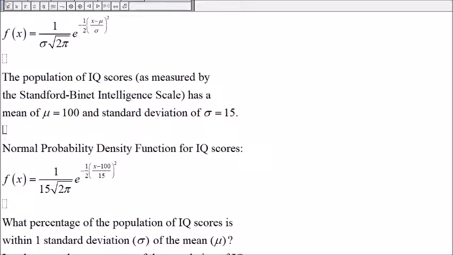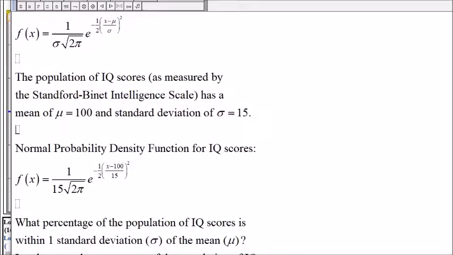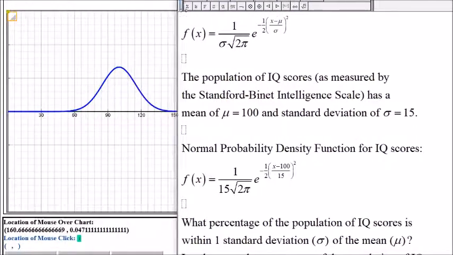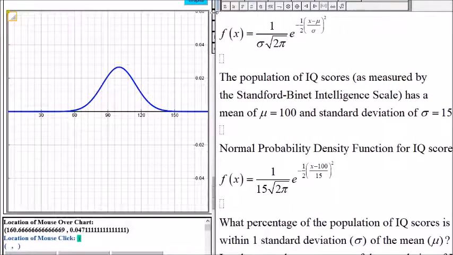And this is what the graph looks like. It has a bell shape. We call it a bell-shaped curve, and it looks like this right here. The mean, as said earlier, is 100, and so right in the middle of the bell curve is 100.